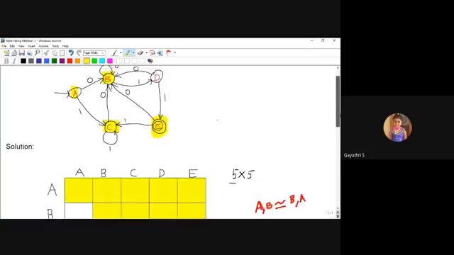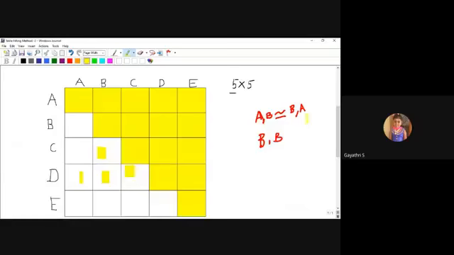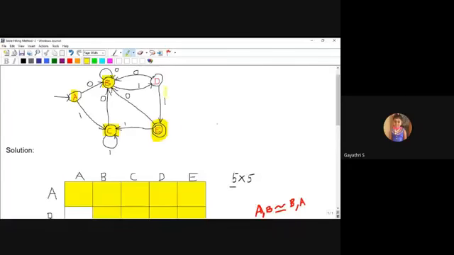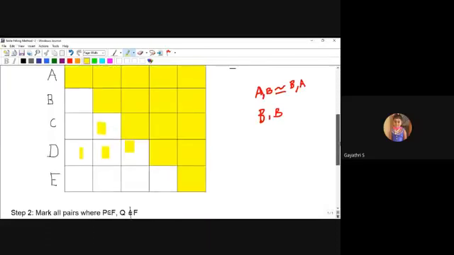Then DB. DB also both are non-final, so no more marking. Next DC. DC also both are non-final, so no more marking. Next, the combinations of E.